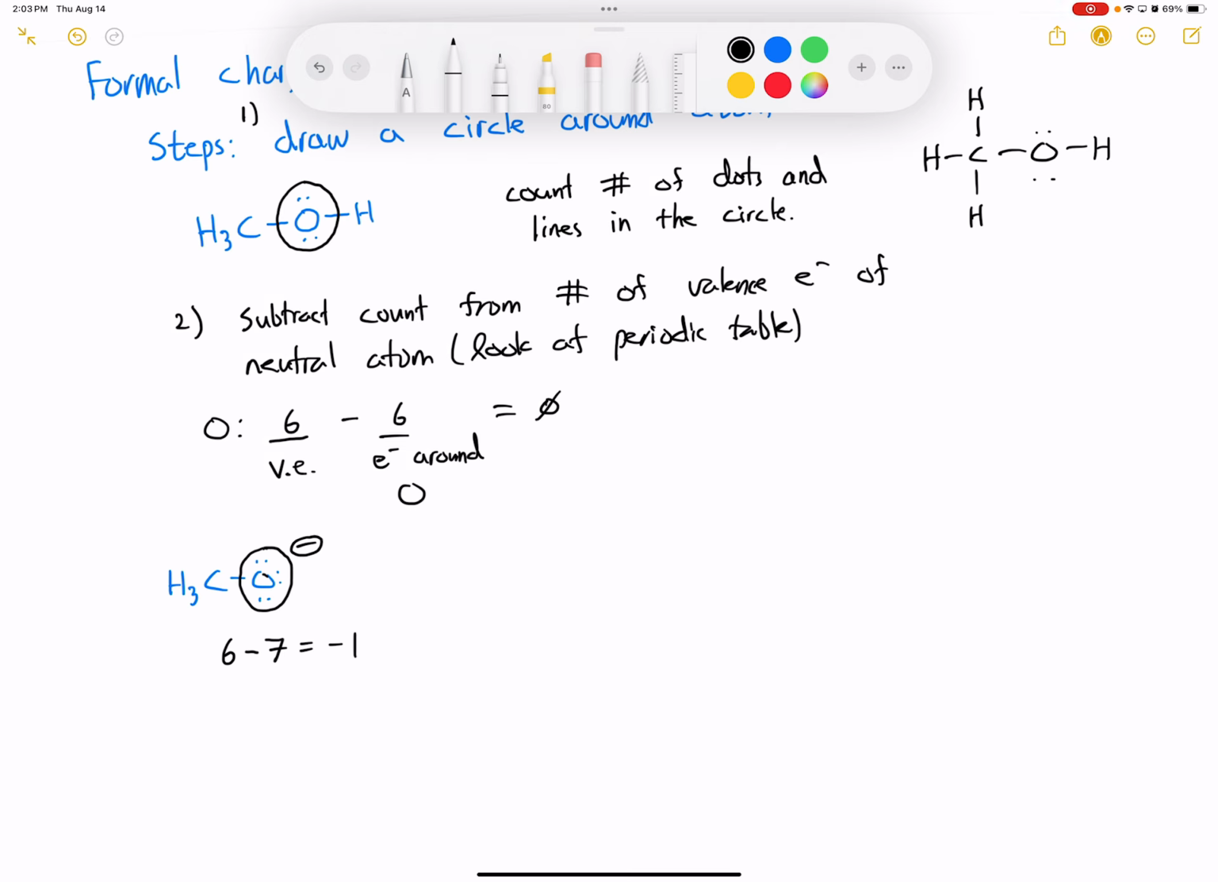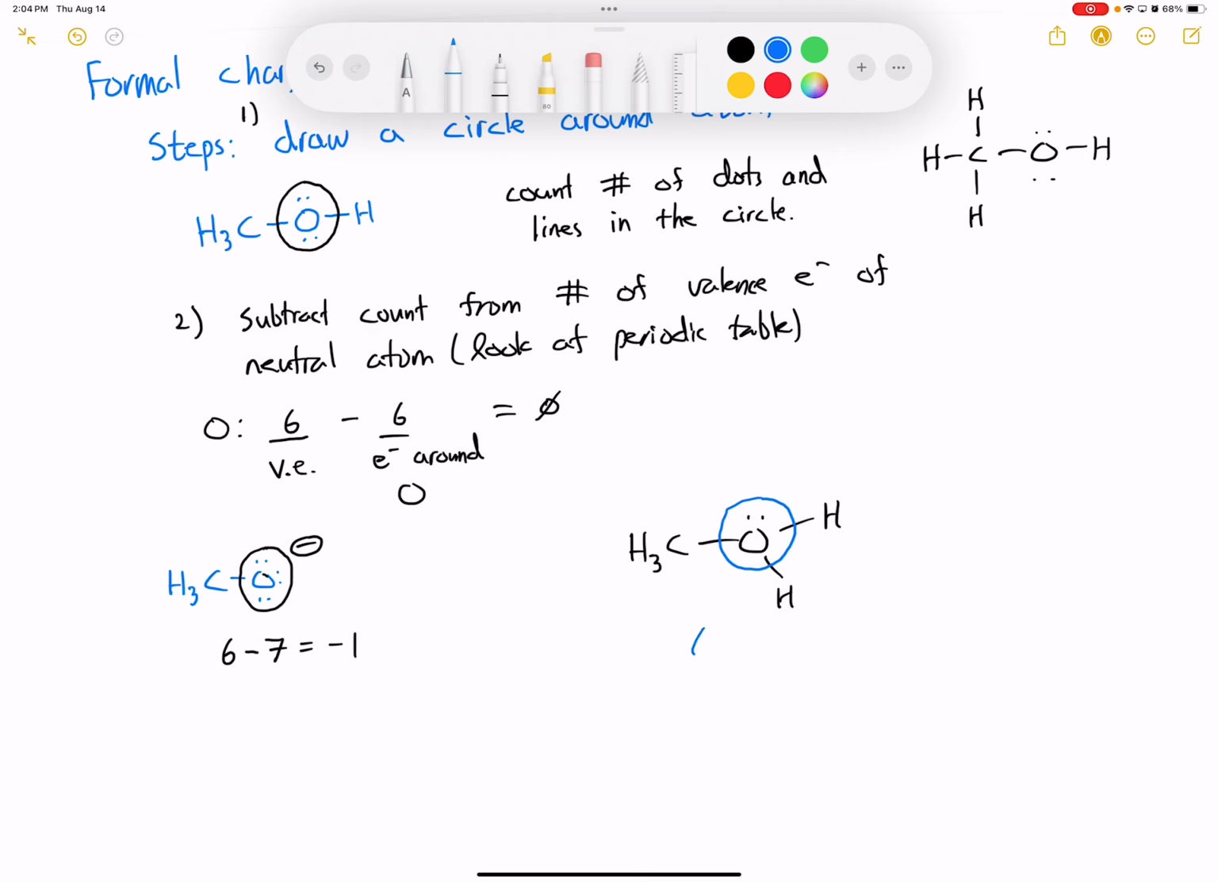All right, now I'll do it for this example. H3C, OH, H. All right, what's the formal charge on this one? So we're going to still circle oxygen. But notice now, unlike the previous 2 examples, it has now an additional bond.